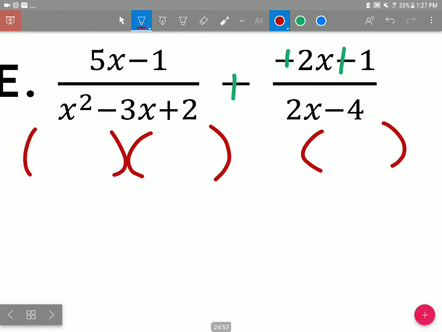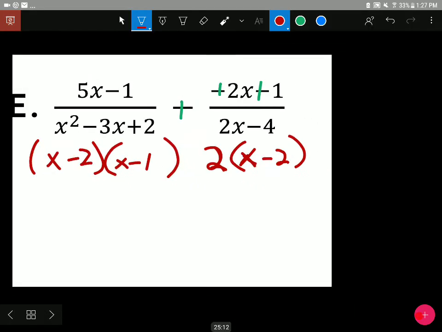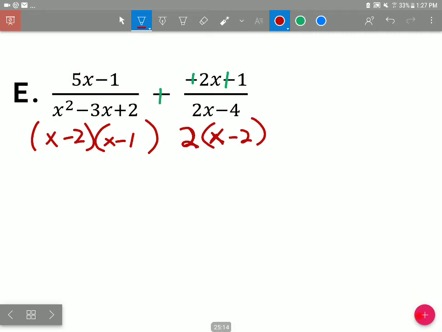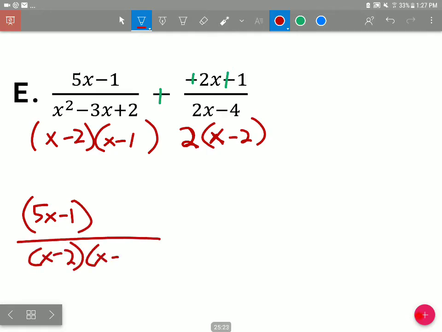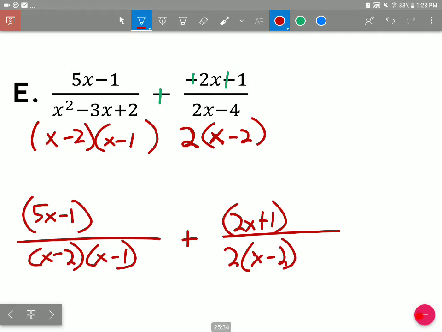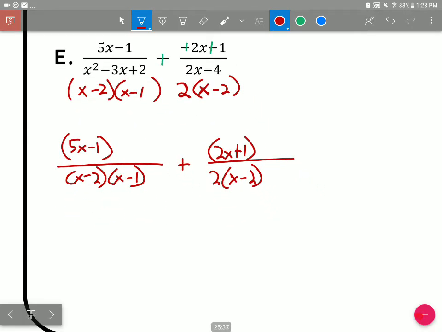All right, so. Oh, we'll put it back up there in a minute. All right, so we got what? x minus 2, and x minus 1, and we have a 2, x minus 2. Cool? All right, so let's copy everything down. 5x minus 1 over x minus 2, x minus 1, plus 2x plus 1 over, I'm literally just copying everything from above down. That's all I'm doing right now. The red is nothing new. All right, get yourself your common denominator.